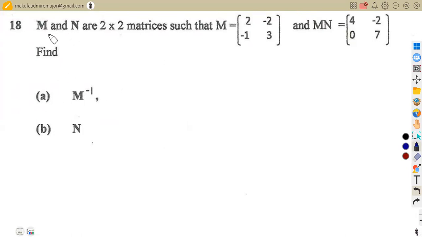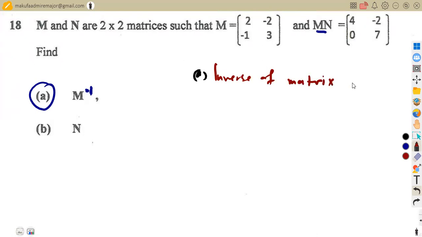Number 18, we are given matrices M and N, which are 2 by 2 matrices. So we are given M and the product of MN. All right. The first question was to find the inverse of M. M to the power of -1 means the inverse of M. So in this case, we are being asked to determine the inverse of matrix M.